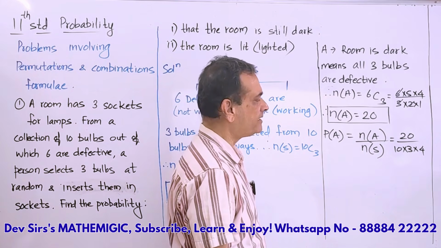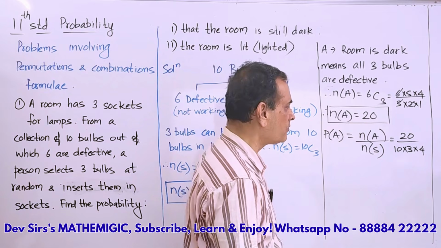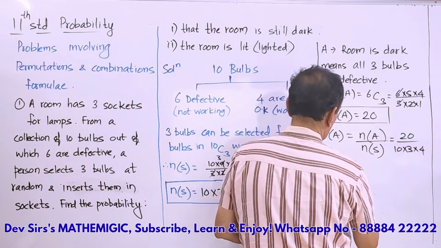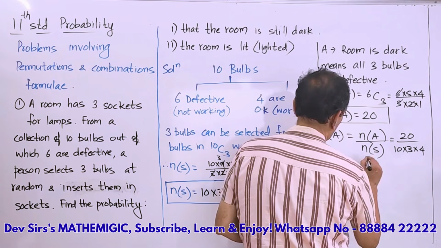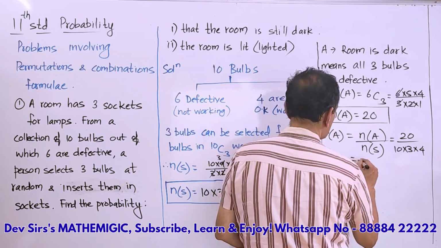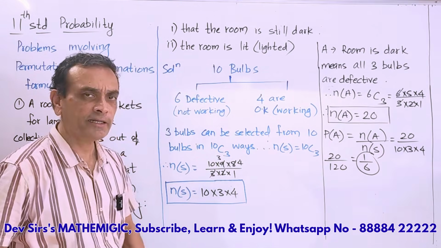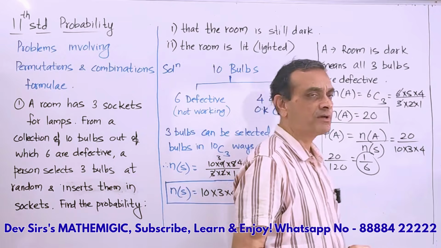Do the calculation. Either you can multiply. Now you can multiply 10 into 3, 30 into 4. You can do it straight away if you want. 20 upon 120. 0, 0 cancels. 1 by 6. So the probability that the room is still dark is 1 by 6.